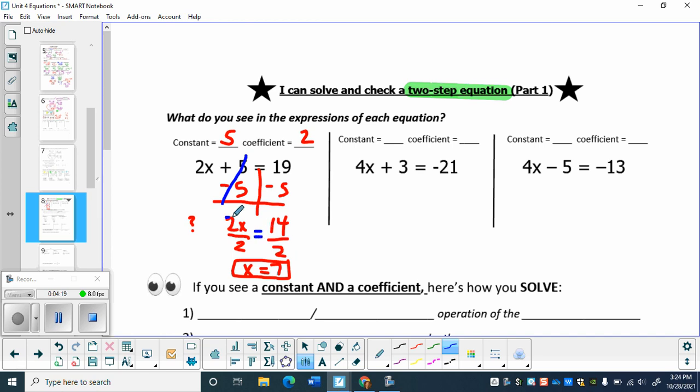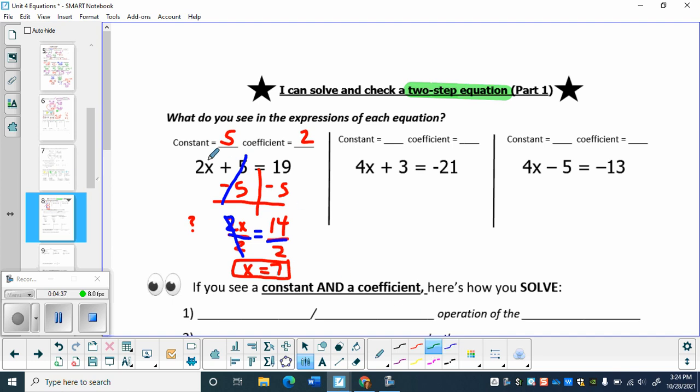Now the 2 is a coefficient, and you guys learned anytime you see a coefficient, you're supposed to divide both sides by that number. 2 divided by 2 is just a 1, and that means we have just 1x, what would equal. And over here, 14 divided by 2 is the 7.